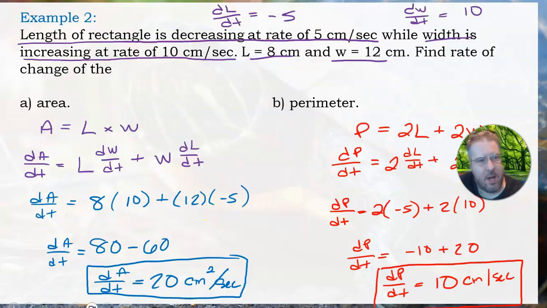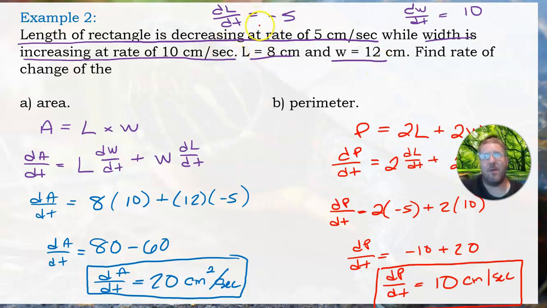All right, question number 2. The length of a rectangle is decreasing at a rate of 5 centimeters per second, while the width is increasing at a different rate of 10 centimeters per second. If we know the length is 8 and the width is 12, find the rate of change of the 2 following things. They're asking us, this is really 2 questions, to be honest, using the same information.